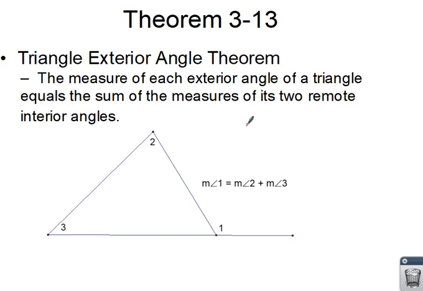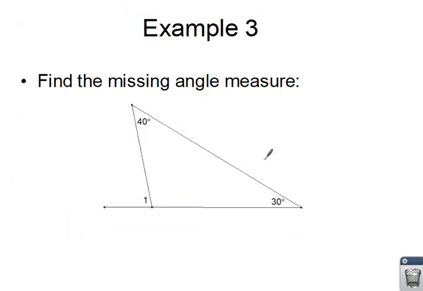The exterior angle theorem: the measure of the angle on the outside, the exterior angle, equals the sum of the two remote interiors. So in this picture, the measure of angle 1 is equal to the measure of angle 2 plus the measure of angle 3. The exterior angle equals the sum of the two opposite angles. So let's try one. For this one, angle 1 is equal to 40 plus 30, so it would be 70. You could also add up the triangle, find this angle in here, and subtract from 180 to find angle 1. It'll do the same thing.